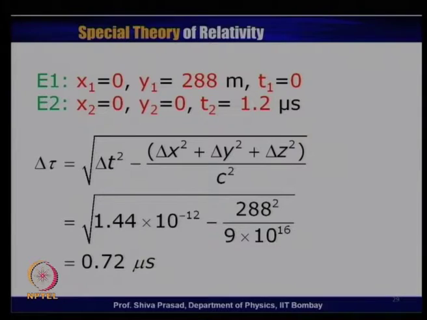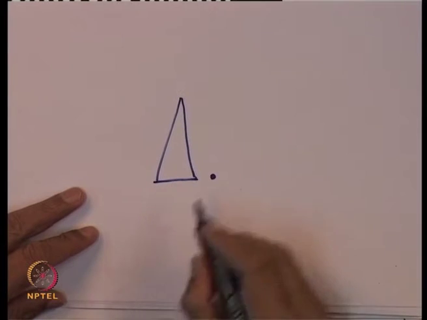So, these are the coordinates of my event 1 and event 2. I have assumed that this particular falling as seen by an S observer is at the origin, as I have just mentioned. So, the first event occurred at x equal to 0, but it occurs at y equal to 288 meters, because the tower was 288 meters high. Essentially, if this is my tower and this particle falls here, so this is my origin.